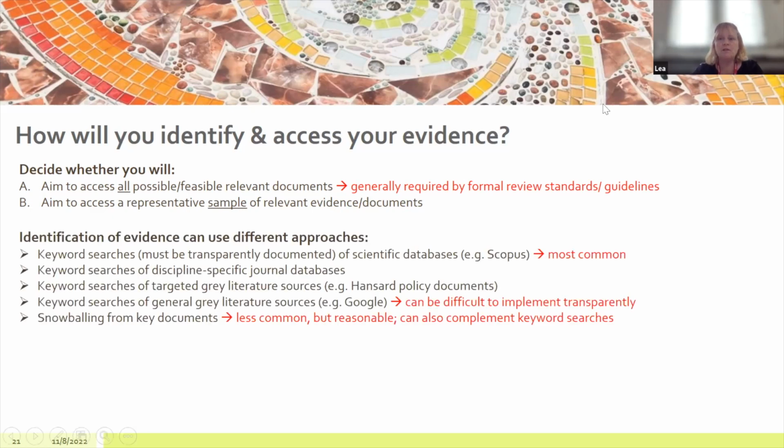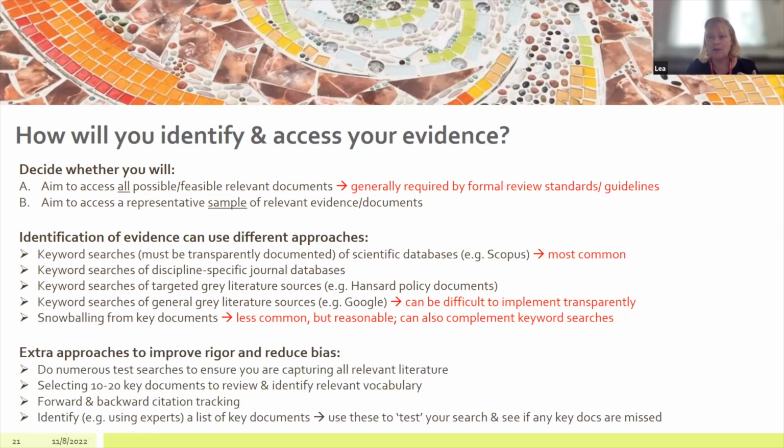So keyword searches should be transparently documented. They'll often, but not necessarily, include scientific databases like Web of Science or Scopus. If there are specific journals, you could actually identify and focus on specific journals. There are different literature sources that one can search, like Hansard policy documents. Openly going into Google is very difficult. It's difficult to be transparent, and there's a lot there, but it is possible. And then snowballing from key documents. It's not as common, but actually it's pretty reasonable, and can be a good complement. So these are a list of different and potentially complementary approaches you can use to identify your literature.